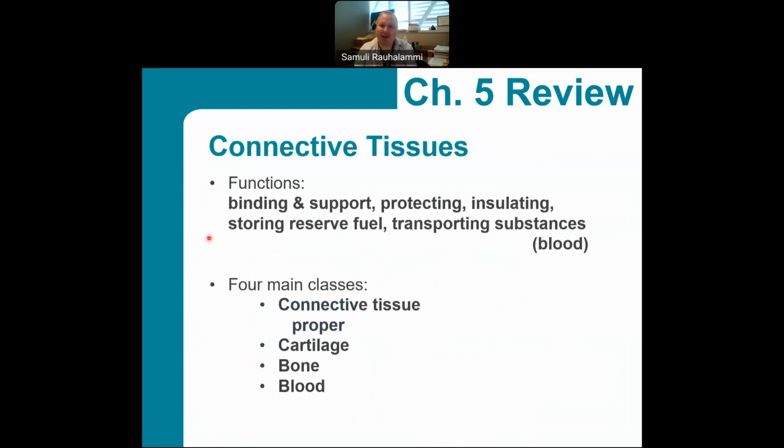Let's have a look at our second tissue type, which is going to be our connective tissues. And connective tissues, like I said, do what the name proposes. They connect body parts and body structures. So they can be important in binding, providing support for the body, protecting structures, insulating things, especially if we're talking of adipose tissue, storing reserve fuel, again, fat tissue is a good example of that, or transporting substances such as what blood does. So there are really four main classes of connective tissue. We have connective tissue proper, we have cartilages, we have bone, and we have blood.